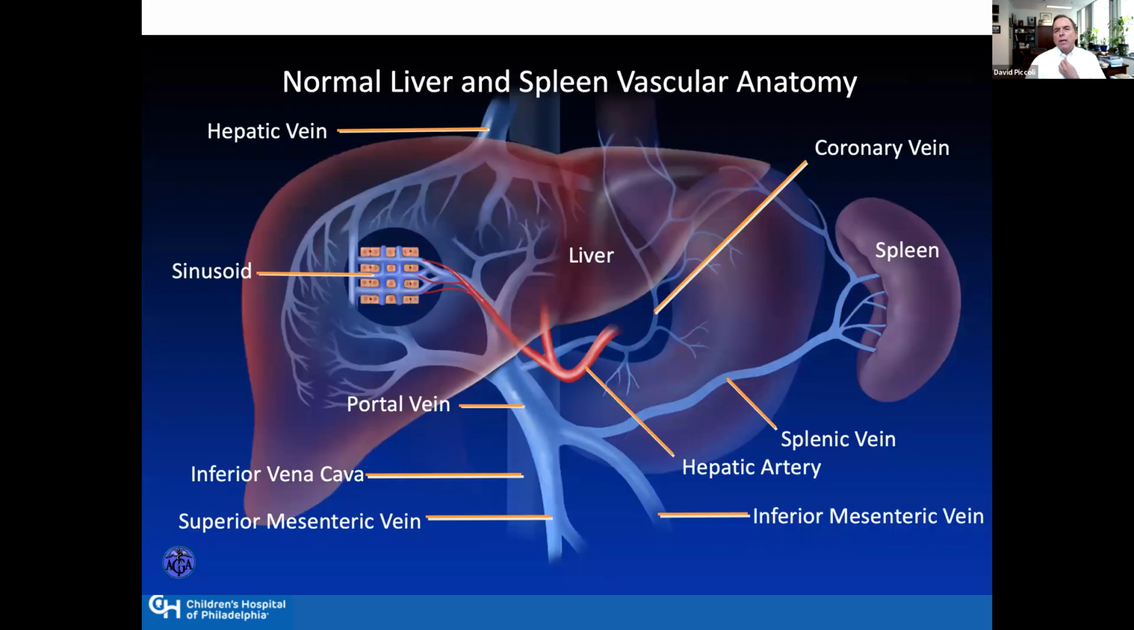Okay, so then we go to the vasculature. And so this is vasculature in the abdomen. And we're looking at liver, upper right.